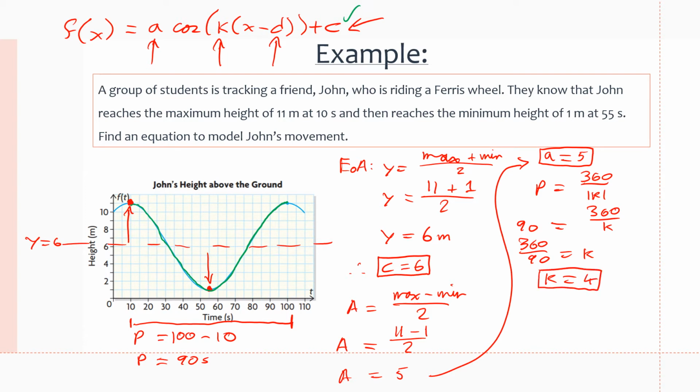And now for the phase shift, for D, we want to look at what phase shift the original cosine graph had, what phase shift it has had for it to end up in this position with the graph we're given. So let's just check off first that we have got A and K, and now we just need D.